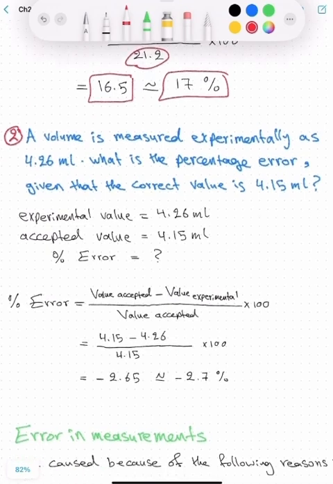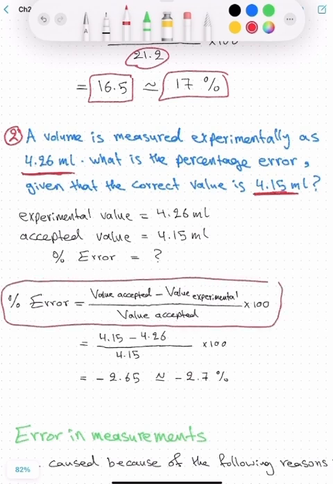The second one, the volume is measured experimentally as this. What is the percentage error? Given that the correct value, so accepted value, is 4.15 milliliters. How much did you get? 4.26 milliliters. Calculate percentage error. Again, write down the rule, subtract them, then divide, multiply by 100, you get negative 2.7%.